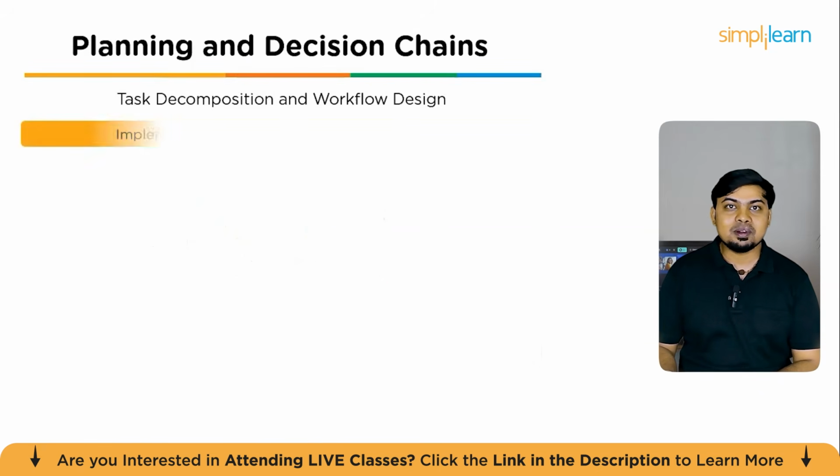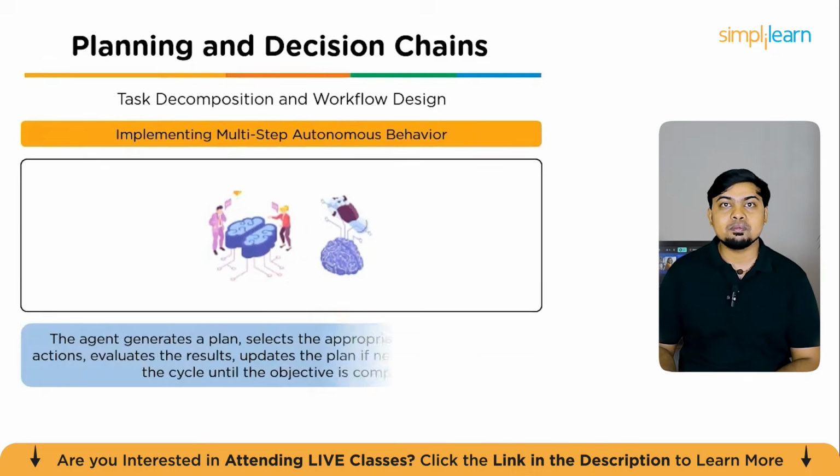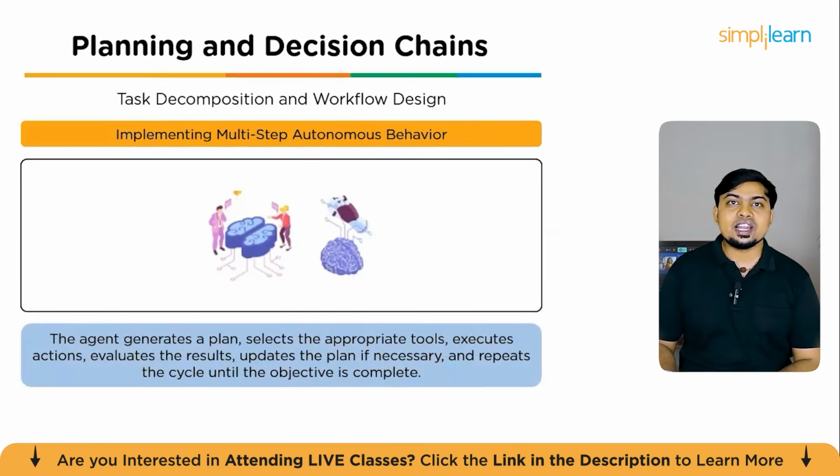Now, let's discuss implementing multi-step autonomous behavior. So let's take a look at what multi-step autonomy actually means in practice. A typical autonomous workflow might start with a goal being provided to the agent. The AI agent generates a plan, selects the appropriate tool, executes actions, evaluates the results, and updates the plan if necessary. It's a cycle until the objective is complete.